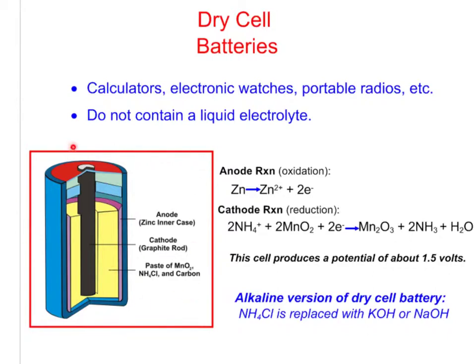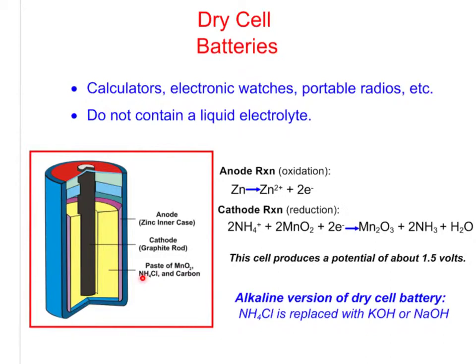This is the acid version. There's an alkaline version of a dry cell battery, but in the acid version, the paste is made up of ammonium chloride and a few other ingredients as well. The alkaline version replaces the ammonium chloride with potassium hydroxide or sodium hydroxide. That would be just the difference between an acid battery and an alkaline battery. The alkaline battery also usually lasts a little bit longer because the zinc generally does not corrode as quickly. We're going to talk about corrosion in just a minute, but it doesn't corrode as quickly in alkaline or basic conditions.